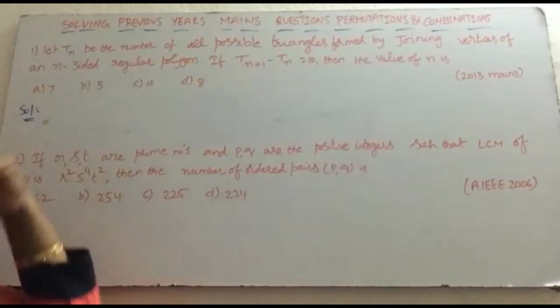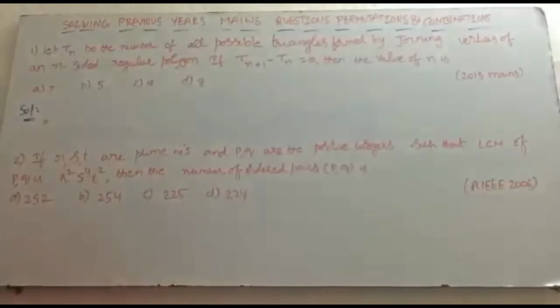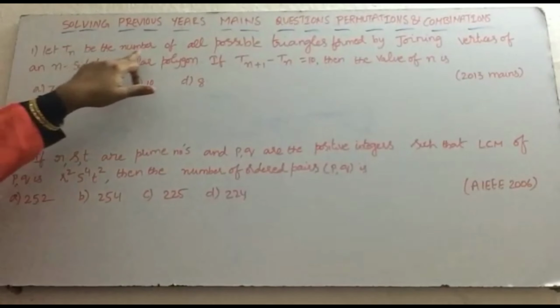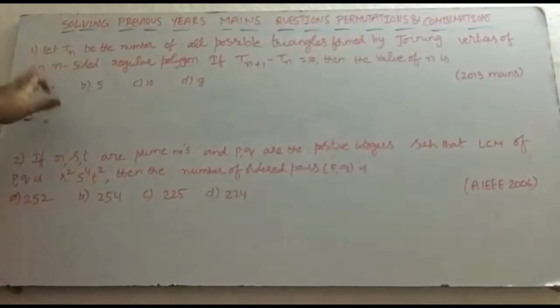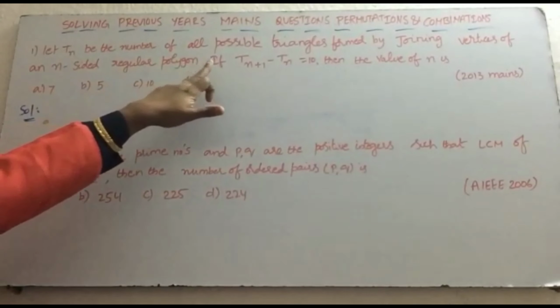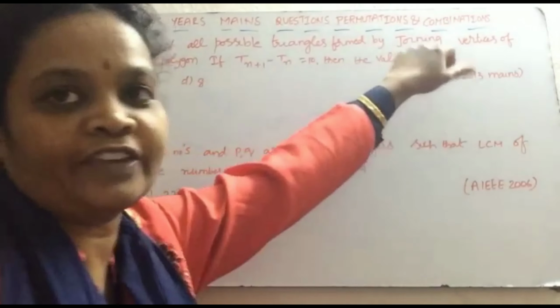Students, today also we will see the previous problems of permutations and combinations. The first problem: let Tn be the number of all possible triangles formed by joining vertices of an n-sided regular polygon. If Tn plus 1 minus Tn equals 10, then the value of n is.